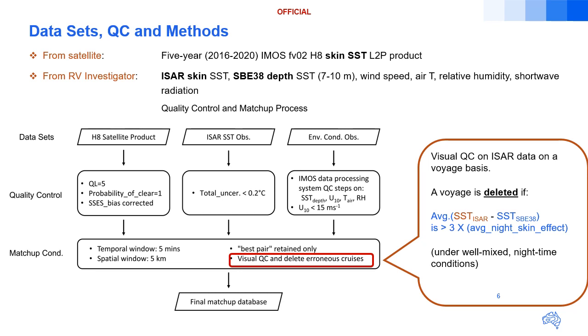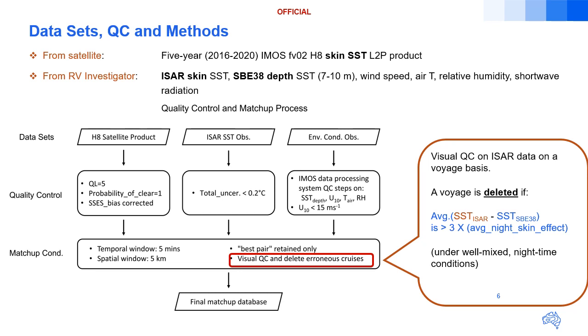And a series of environmental conditions were obtained concurrently from the same ship: wind speed, air temperature, humidity, and shortwave radiation, etc. Before we get into the data analysis and get any useful results, quality control on these products is of fundamental importance. So let's go through several major QC steps here.